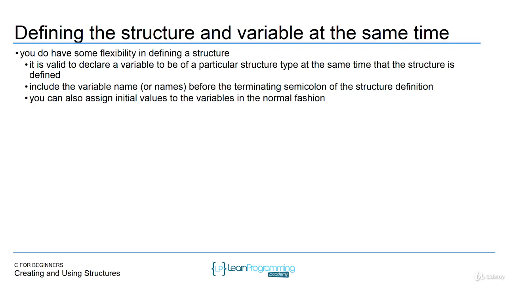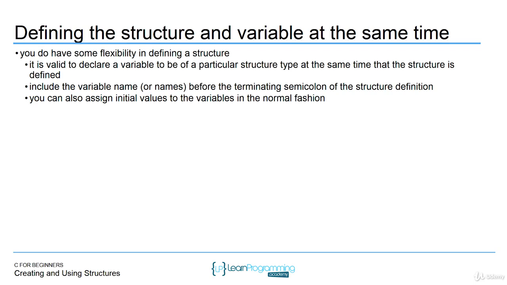But C being as it is, it's very flexible. You can actually define structures and declare variables in the same line, and you can also define anonymous structures or no-name structures. So there's a lot of flexibility. It's valid to declare a variable to be part of a particular structure at the same time that you're actually defining the structure. You can put the name of the variable at the bottom. I'll show you how to do that. Include the variable name or names before the terminating semicolon of the structure definition.